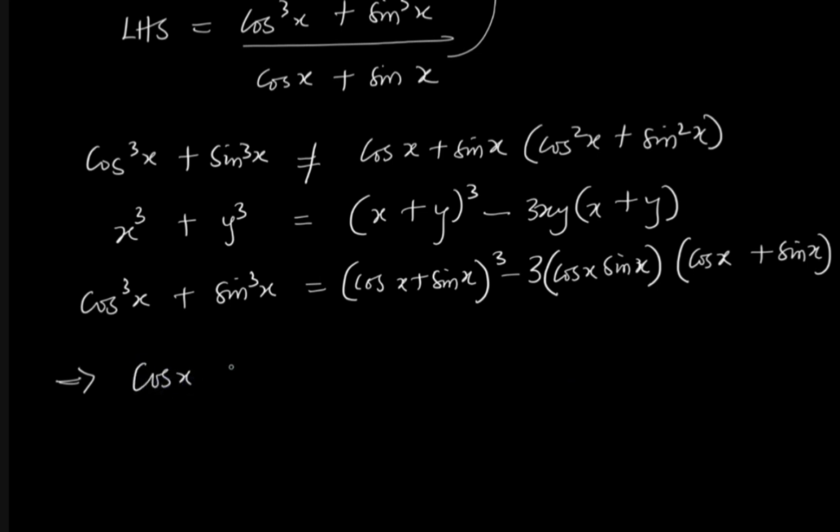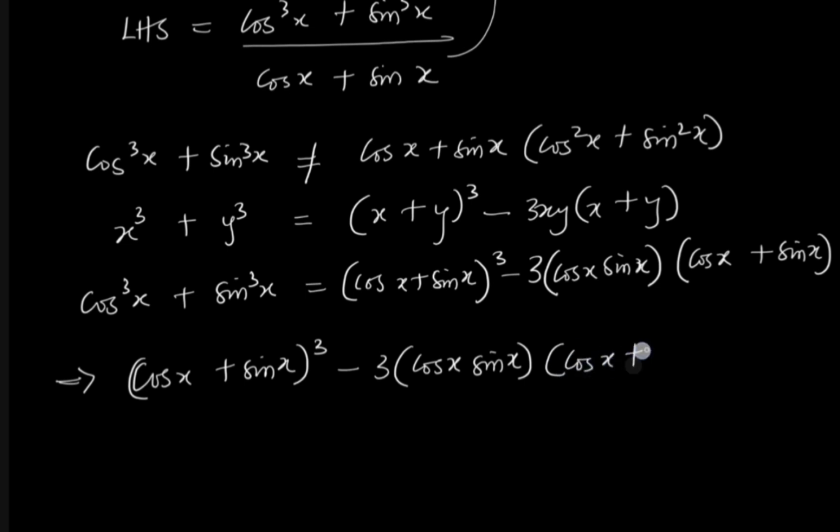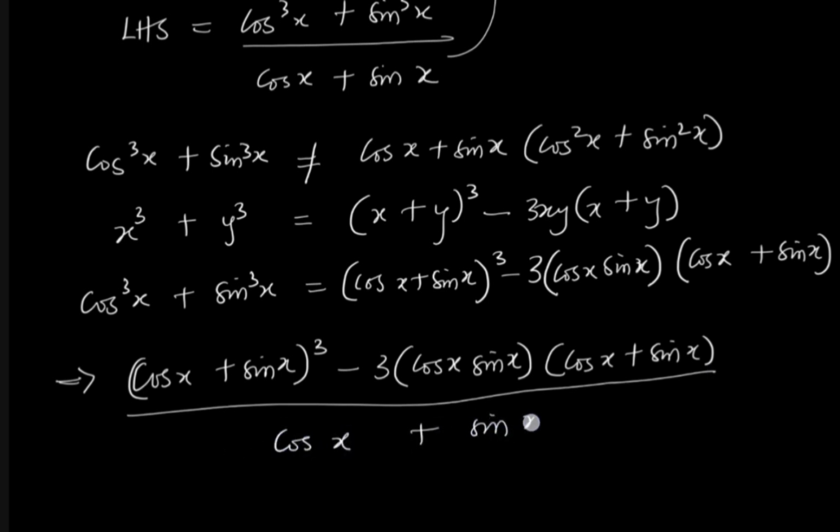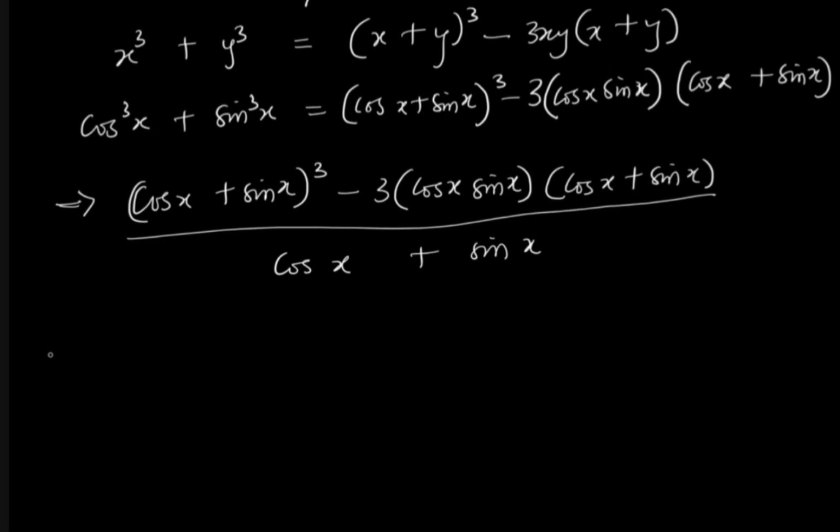So let's go: (cos x plus sine x) all cube minus 3 cos x sine x (cos x plus sine x), all over cos x plus sine x. So we're still doing the algebraic stuff now. If you look closely, you'd see that cos x plus sine x is factorizable. So you bring it out, you factorize it out, we factor it out.